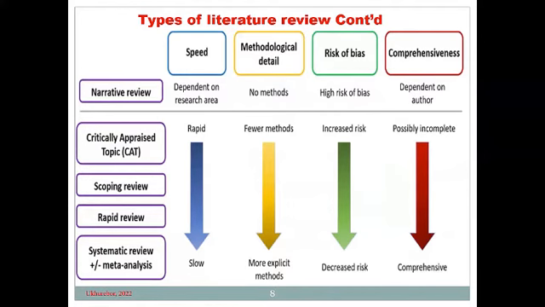In terms of their speed, look at the parameters I use: speed and comprehensiveness. We take narrative literature review, in terms of speed, it is dependent on the research area. Narrative is too wide. How can you say you want to do a literature review on the entire environment? I know it will be very broad. That is why I say it depends on the research area.